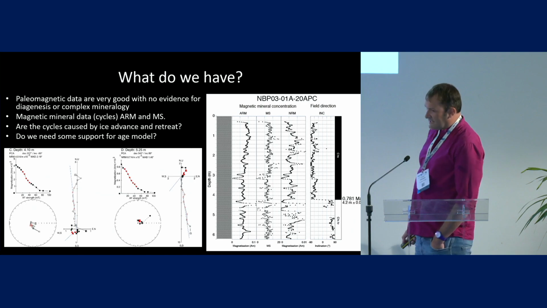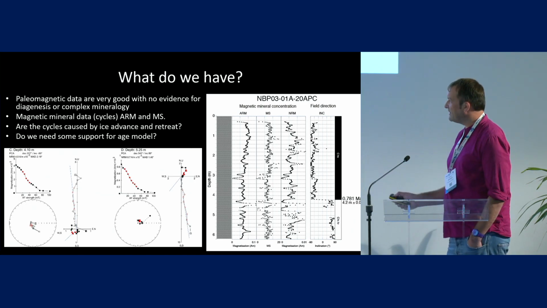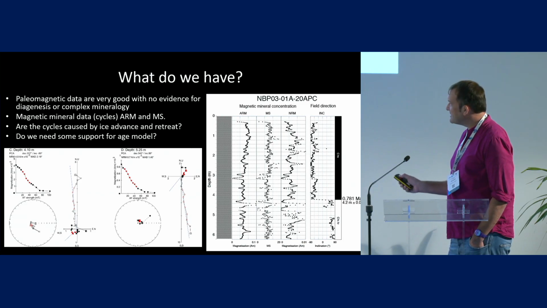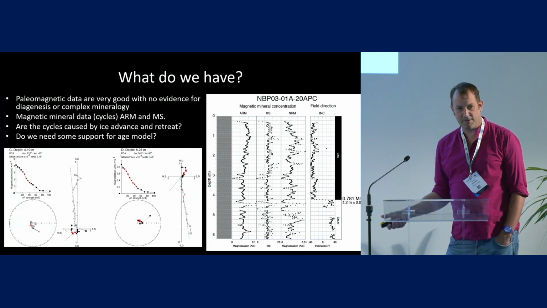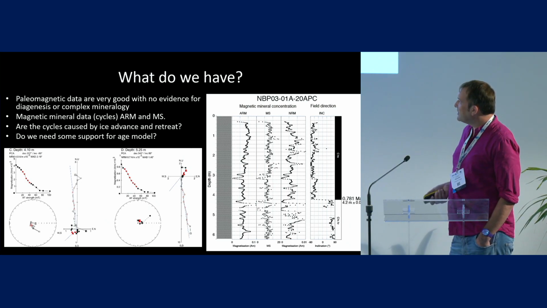So the paleomagnetic data look very, very good. This is data heavy, I'm so sorry, but if it points up, that's normal polarity. If this thing points down, that's reverse polarity, because we're at the pole. This reversal is very, very well resolved. The magnetic minerals are very, very good.